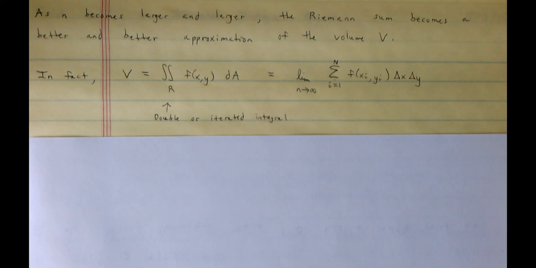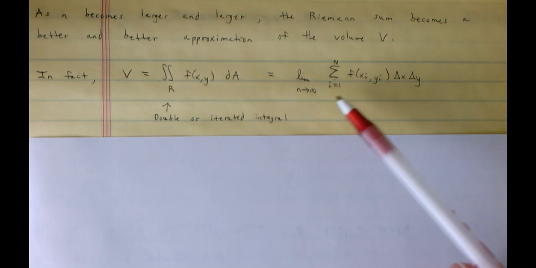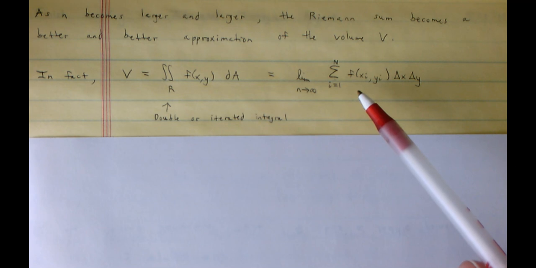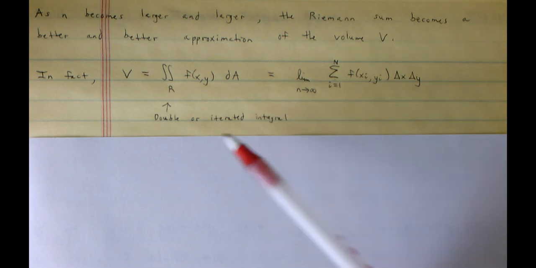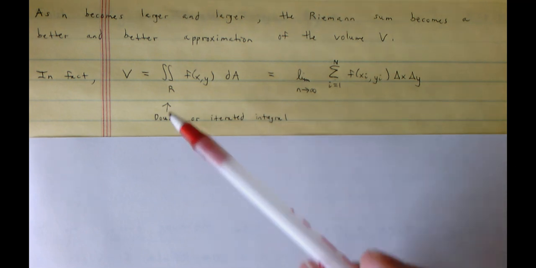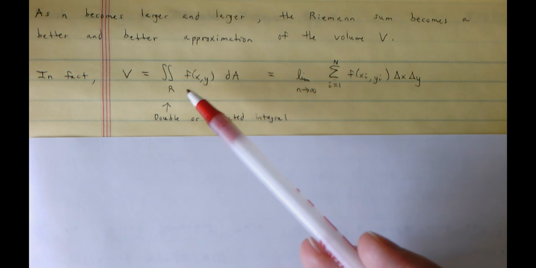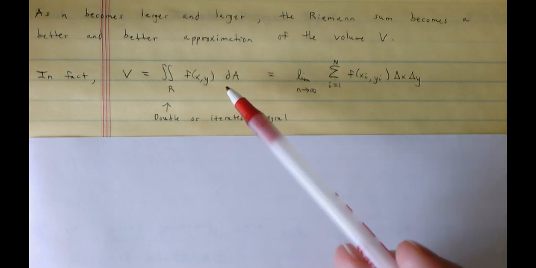In fact, the actual volume V is found by taking a limit, the limit as n goes to infinity of our Riemann sum. The notation we use here is the double or iterated integral. So we write the double integral over R of f of x, y dA.